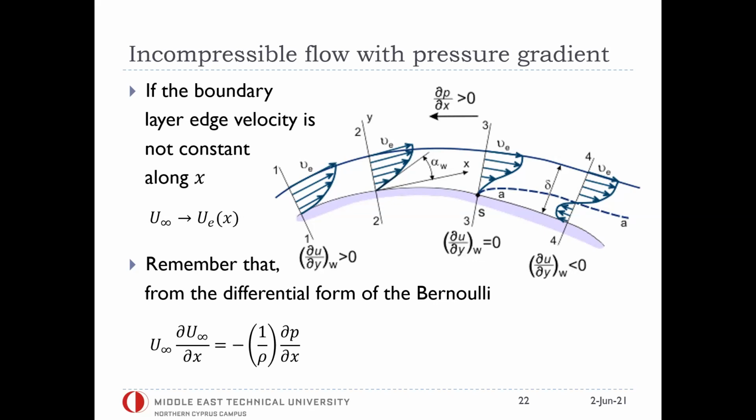If the Bernoulli equation is in the absence of, first of all, let me remind you under which conditions the Bernoulli equation is valid and what the Bernoulli equation was. Under the absence of gravitational effects, the Bernoulli equation says that along a streamline, p over rho plus U squared over 2 will be a constant.